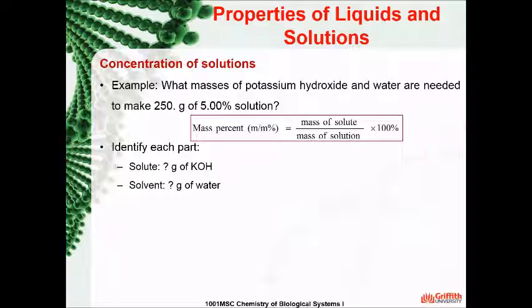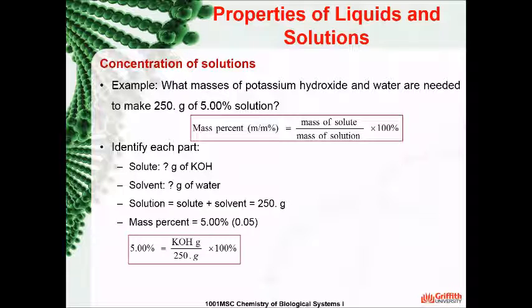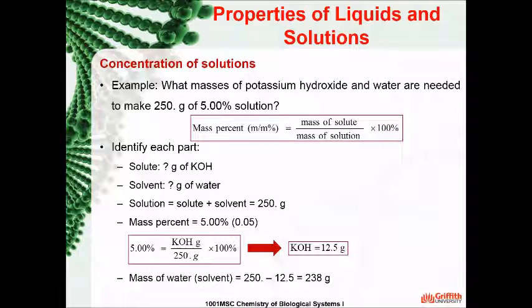Solution is equal to the mass of the solute plus the mass of the solvent, which is equal to 250 grams. The mass percent is equal to 5%, or 0.05. Let's fill in the numbers and rearrange the equation to calculate the mass of the KOH. Therefore, the answer is 12.5 grams. The mass of water, the solvent, is 250 grams minus 12.5 grams, which is equal to 238 grams.